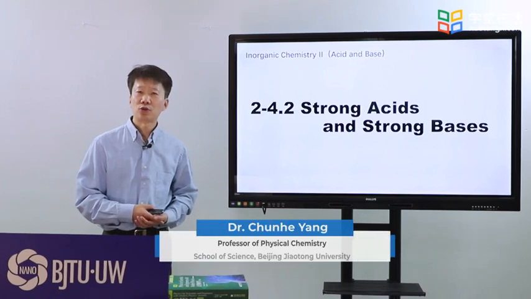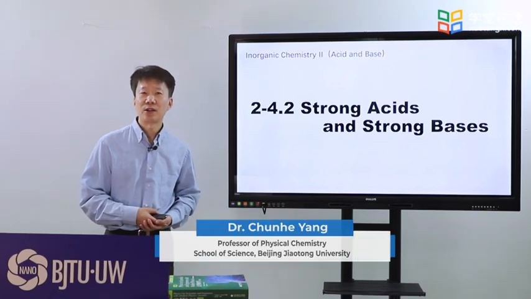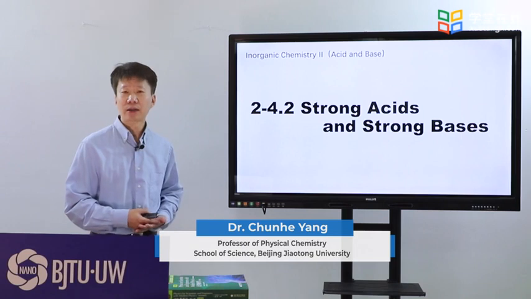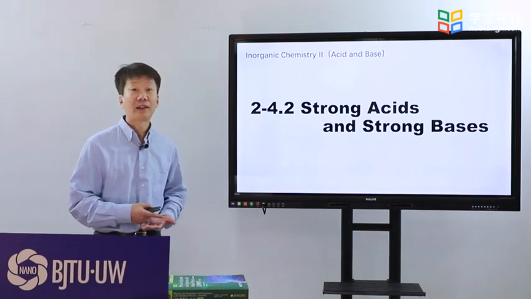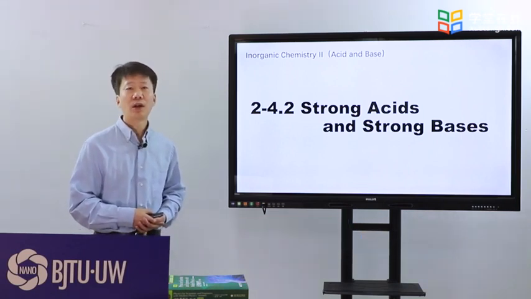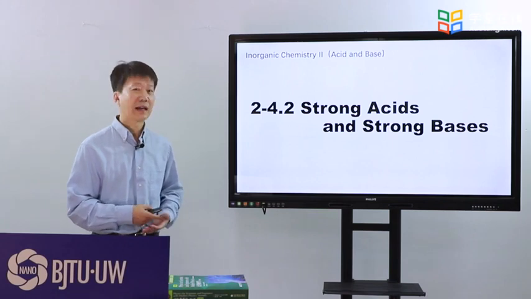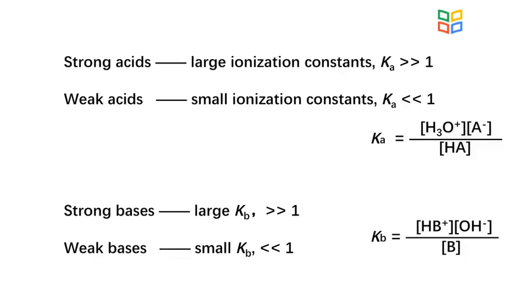When we talk about a strong acid and a strong base, we in fact talk about the ionization constants or equilibrium constants of the acids and the bases. If Ka for an acid is much greater than 1, we call it a strong acid. If Ka of an acid is much less than 1, it's called a weak acid.